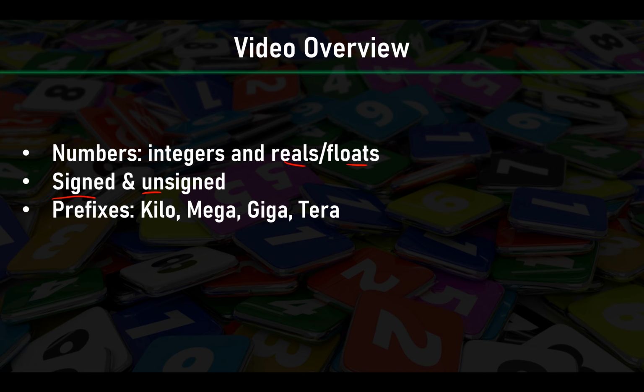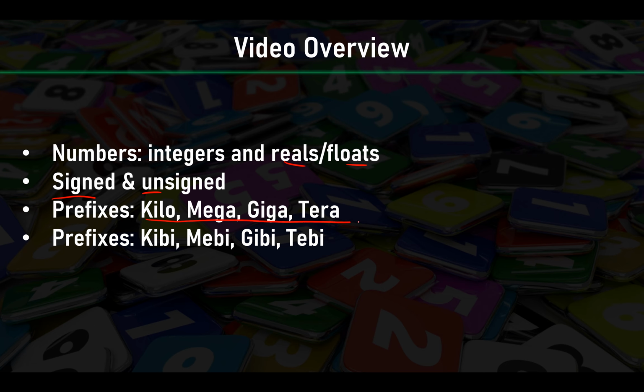Then we're going to look at the different prefixes, so kilo, mega, giga, and tera, and also these four additional ones. People should probably be familiar with these. Of course, kilo means 1,000, mega means 1,000,000, giga is 1,000,000,000, tera is 1,000,000,000,000. But Kibi, Mebi, Gibi, and Tebi, maybe people are unfamiliar with these. They might be new. Then we'll look at how to convert between them.